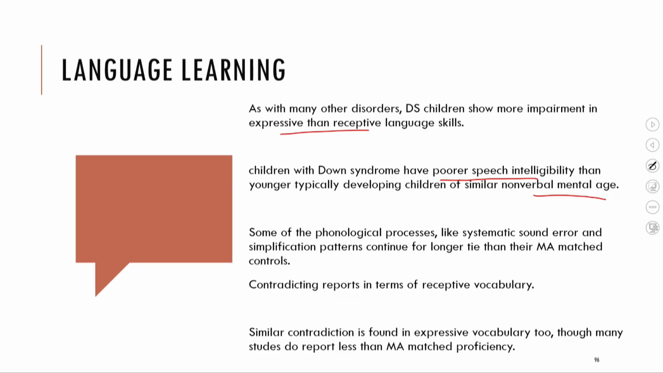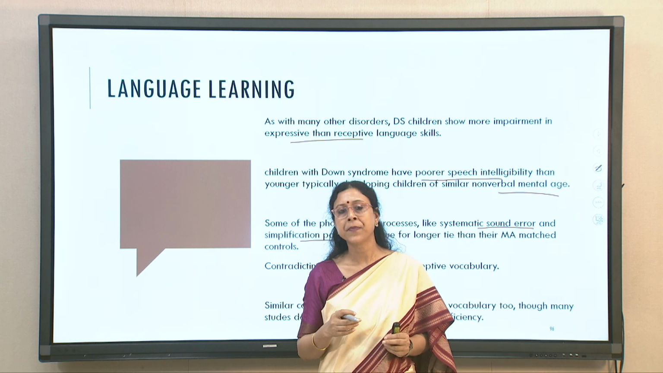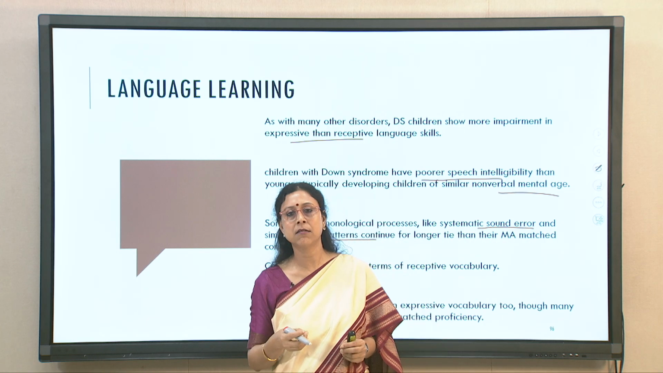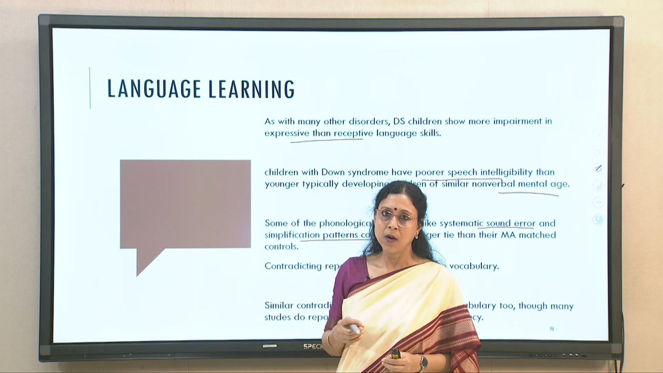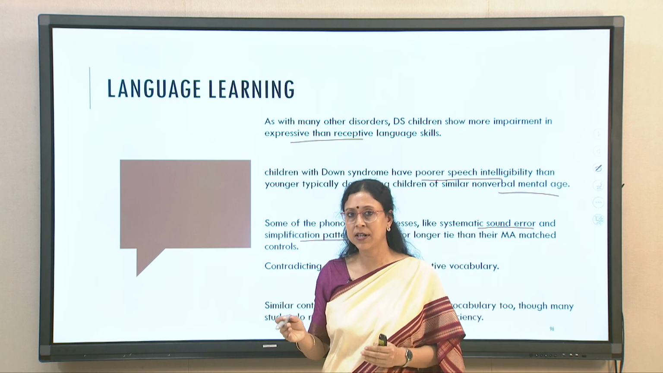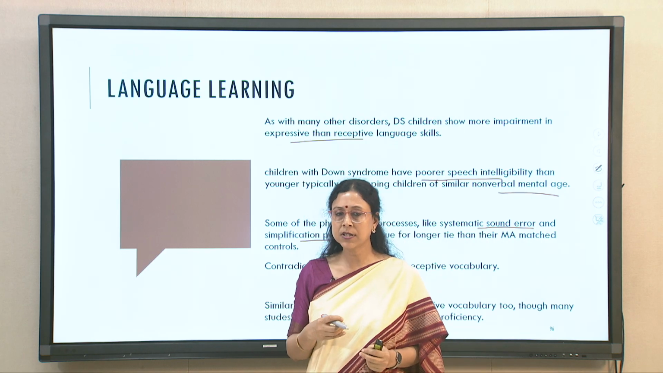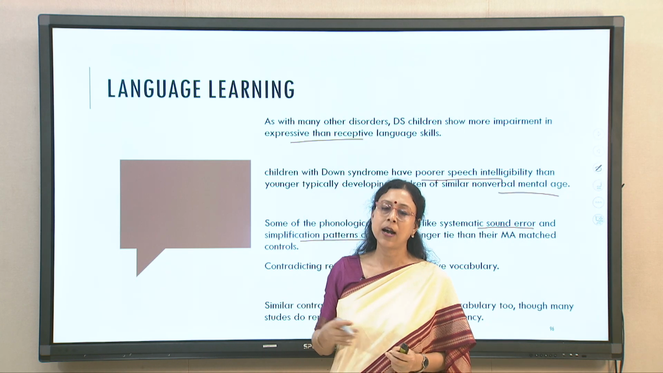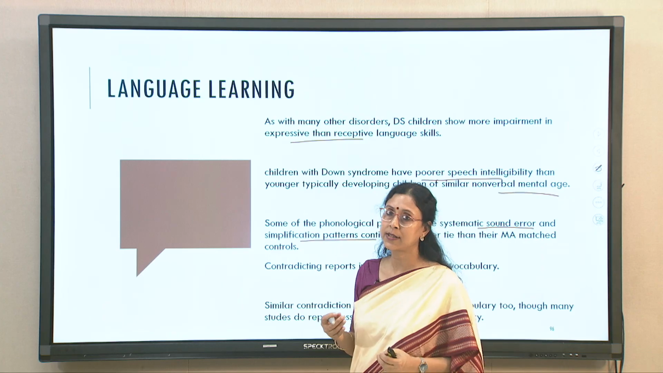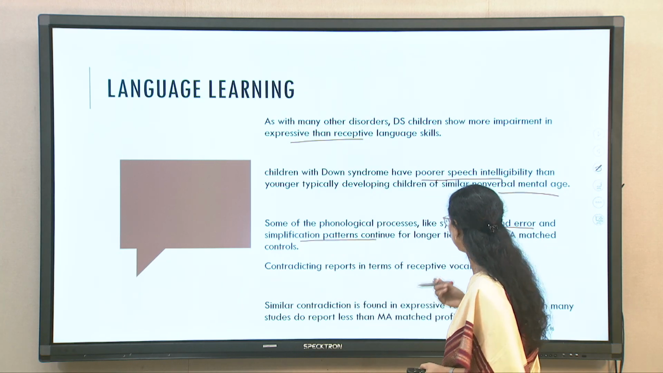Some of the phonological processes, like systematic sound errors and simplification patterns, continue for a longer time than in their MA matched controls. For example, small children often make very simplified sounds. We have seen in our phonological chapter that there are certain kinds of simplification that children follow. For Down syndrome children, those simplifications and errors continue for a longer time as opposed to their controls.